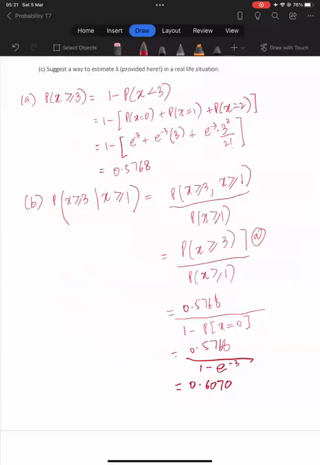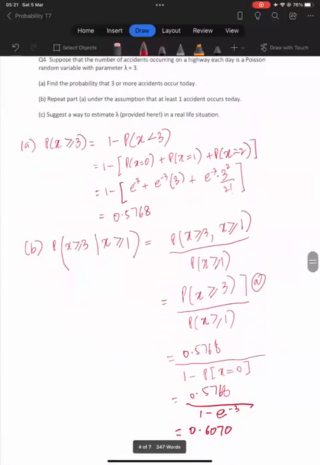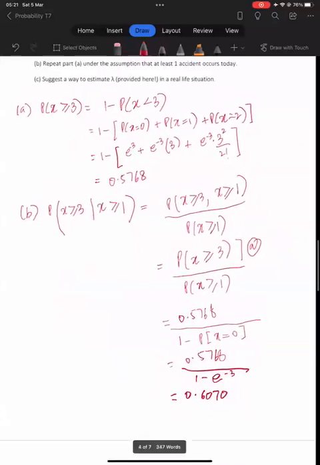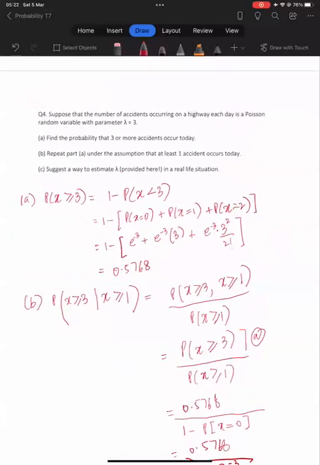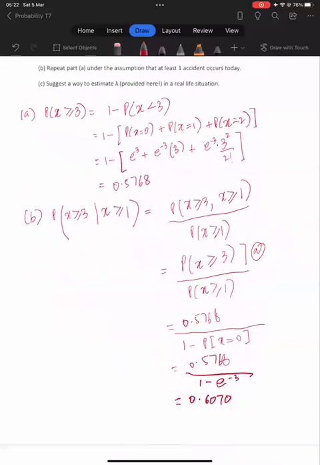So we should be getting 0.6070. Part C is: suggest a way to estimate lambda, the lambda provided here, in a real life situation. I don't have to write it down; it's very simple. What we can do is go to the road and monitor how many accidents happen for a long time, maybe several days, and then compute the daily average based on that. So that will be how we can estimate lambda.